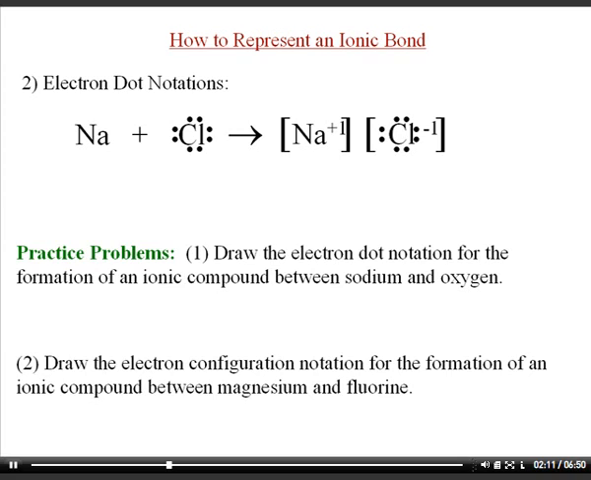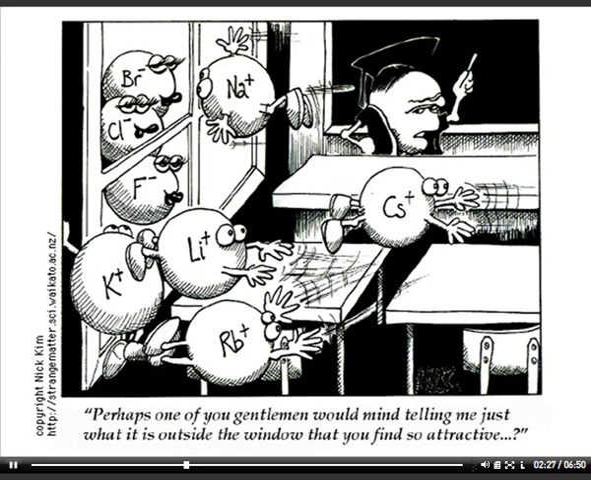In the next practice problem we have magnesium and fluorine. Magnesium has 2 valence electrons and fluorine has 7, so you'll actually need 2 fluorines in order for it to be a stable ionic compound. So magnesium will have a +2 charge when it loses both of its valence electrons to 2 fluorines. Each fluorine would have a -1 charge. On the next slide there's a little cartoon.